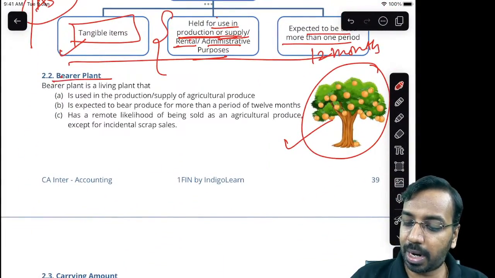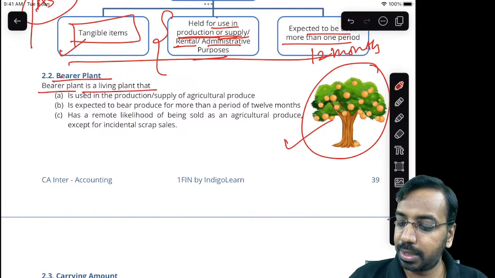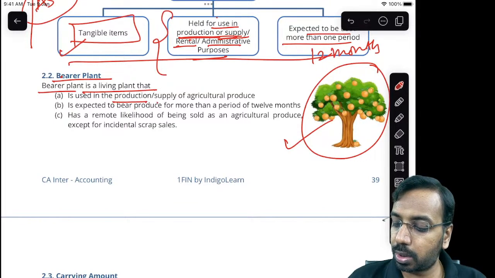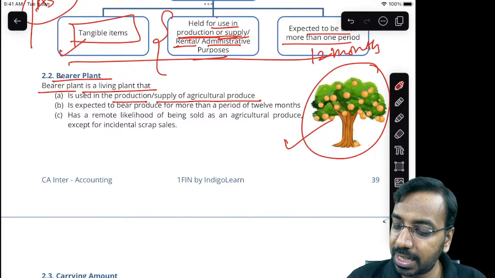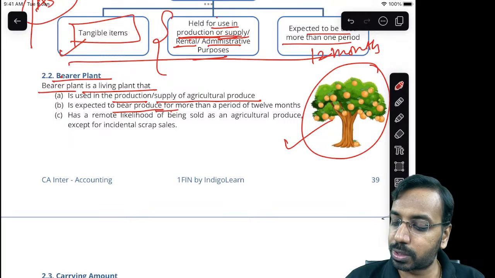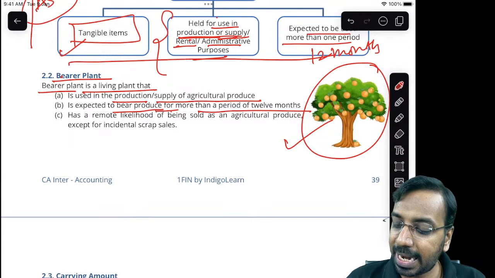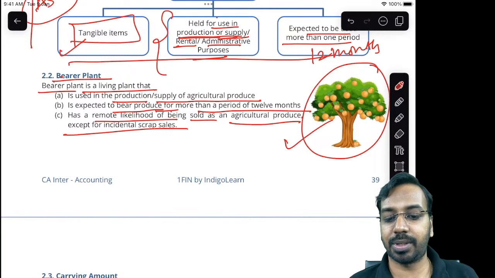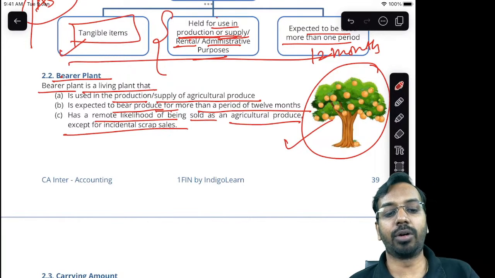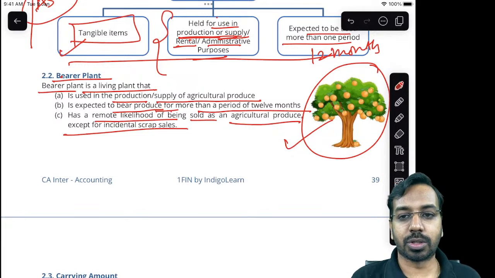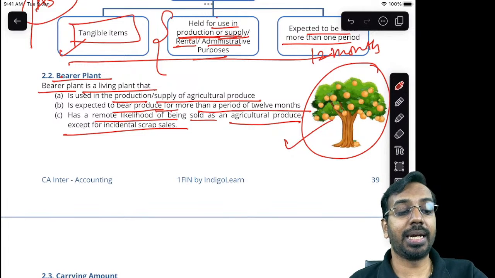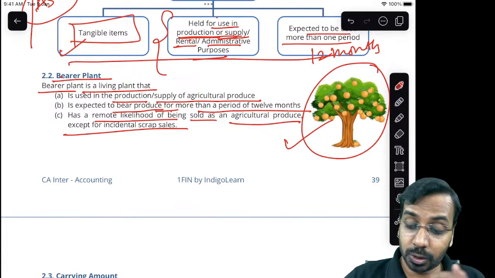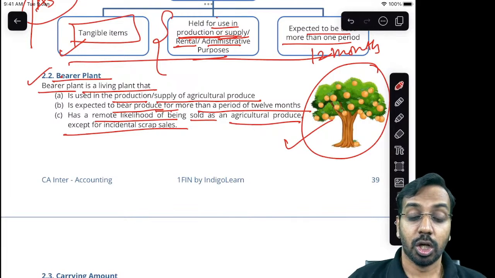And what is a bearer plant? A bearer plant is a living plant that is used for the production or supply of agricultural produce, is expected to bear produce for more than a period of 12 months, and has a remote likelihood of being sold as agricultural produce except for incidental scrap sales. For example, with a mango tree, my objective is to get mangoes, not to cut the mango tree and sell it as timber. Okay, so that is what a bearer plant is.